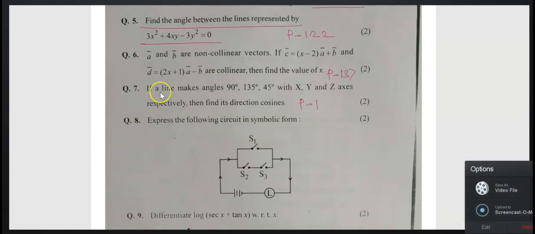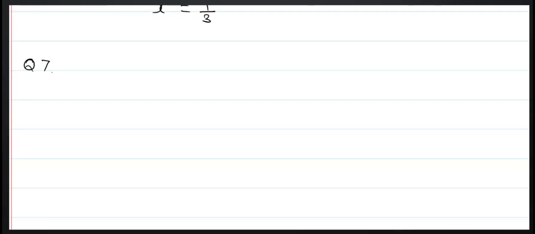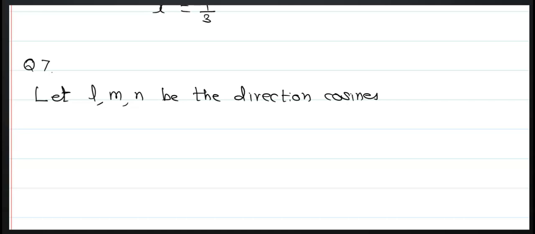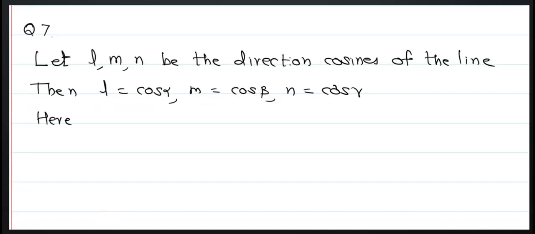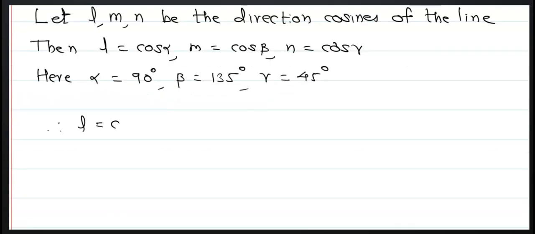Now the next is, if a line makes an angle of 90 degrees, 135 degrees, 45 degrees with the x, y and z axis respectively, then find its direction cosines. It's on page number 159 from the M1. See this answer. Very simple question. That is question number 7. Let l, m and n be the direction cosines of the line. Then l is equal to cos alpha, m is equal to cos beta, n is equal to cos gamma. Here alpha is equal to 90 degrees, beta is equal to 135, gamma is equal to 45.